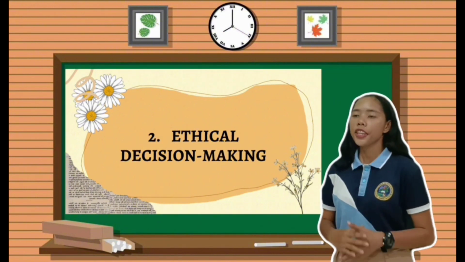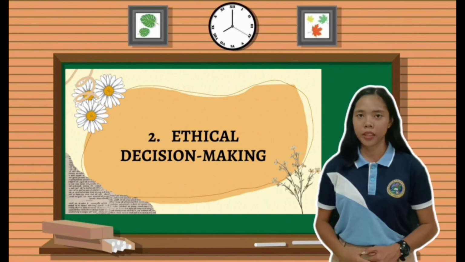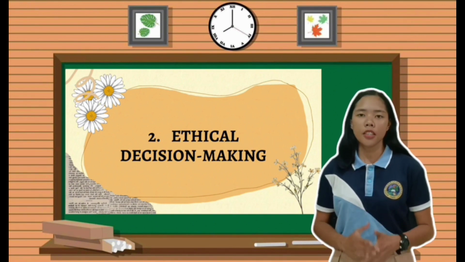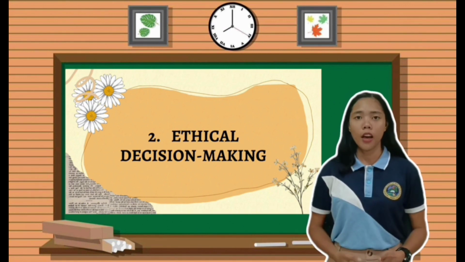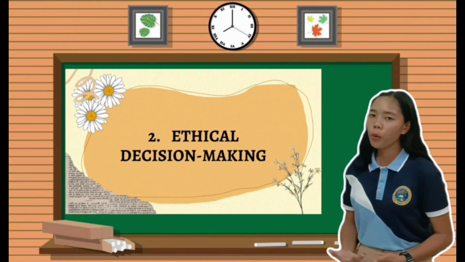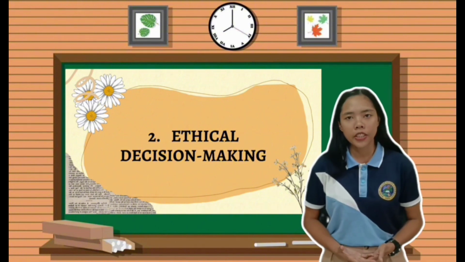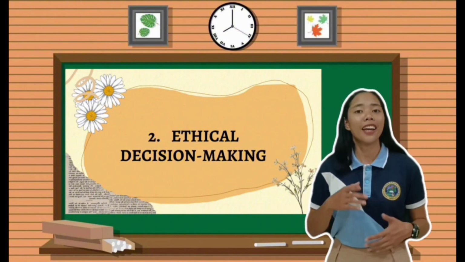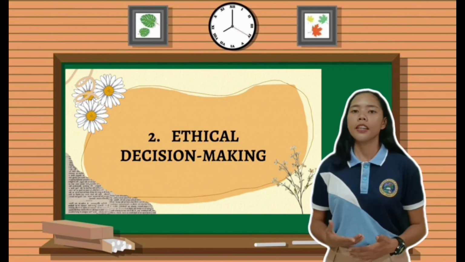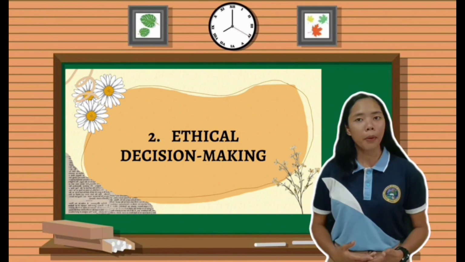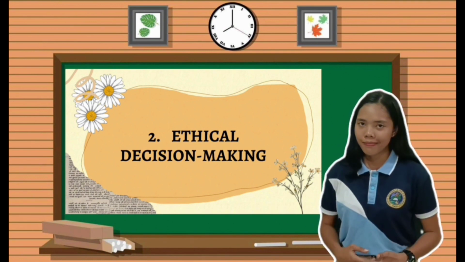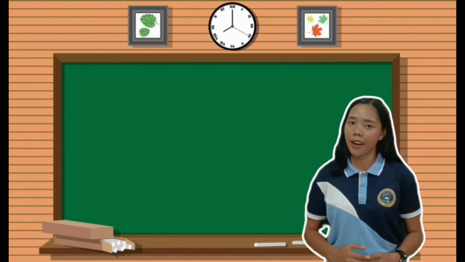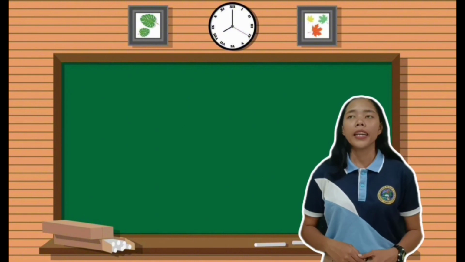Second is the ethical decision making. Discuss ethical considerations related to mathematical decision making. For example, explore the ethical implications of data collection and analysis, emphasizing the importance of responsible and fair use of mathematical tools. The third will be discussed by Ms. Hasmin.